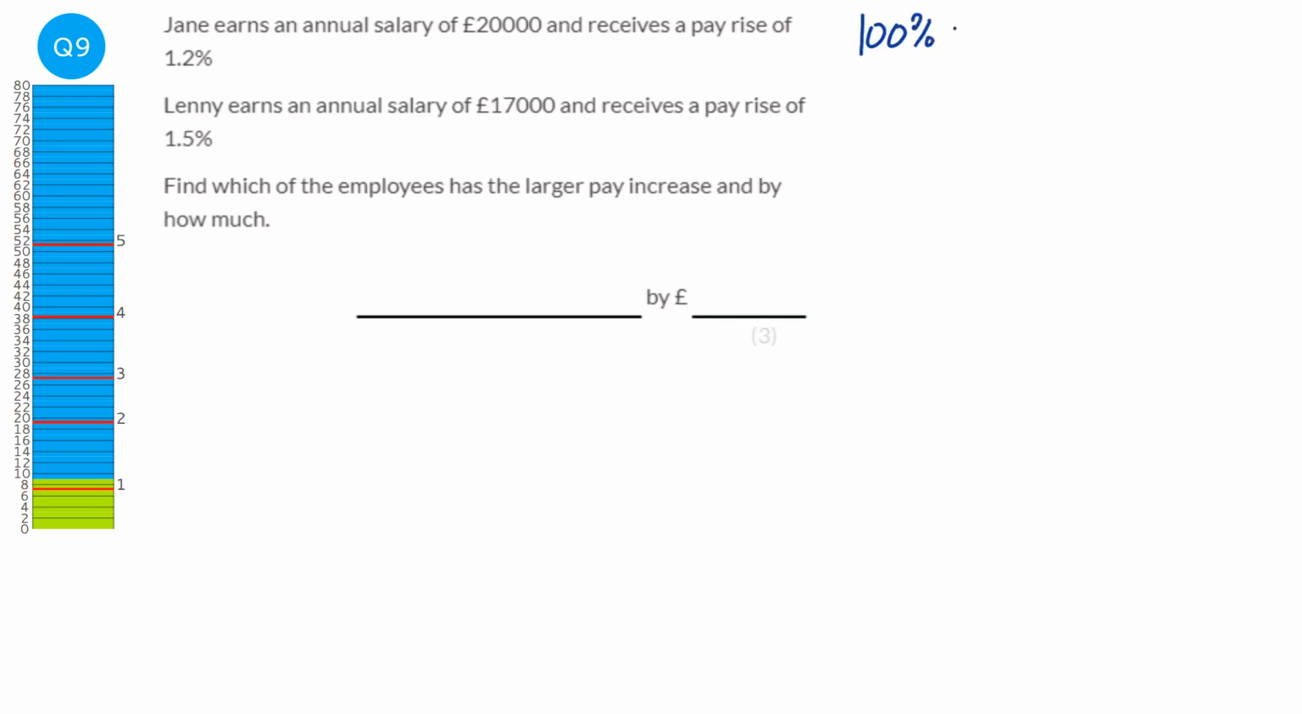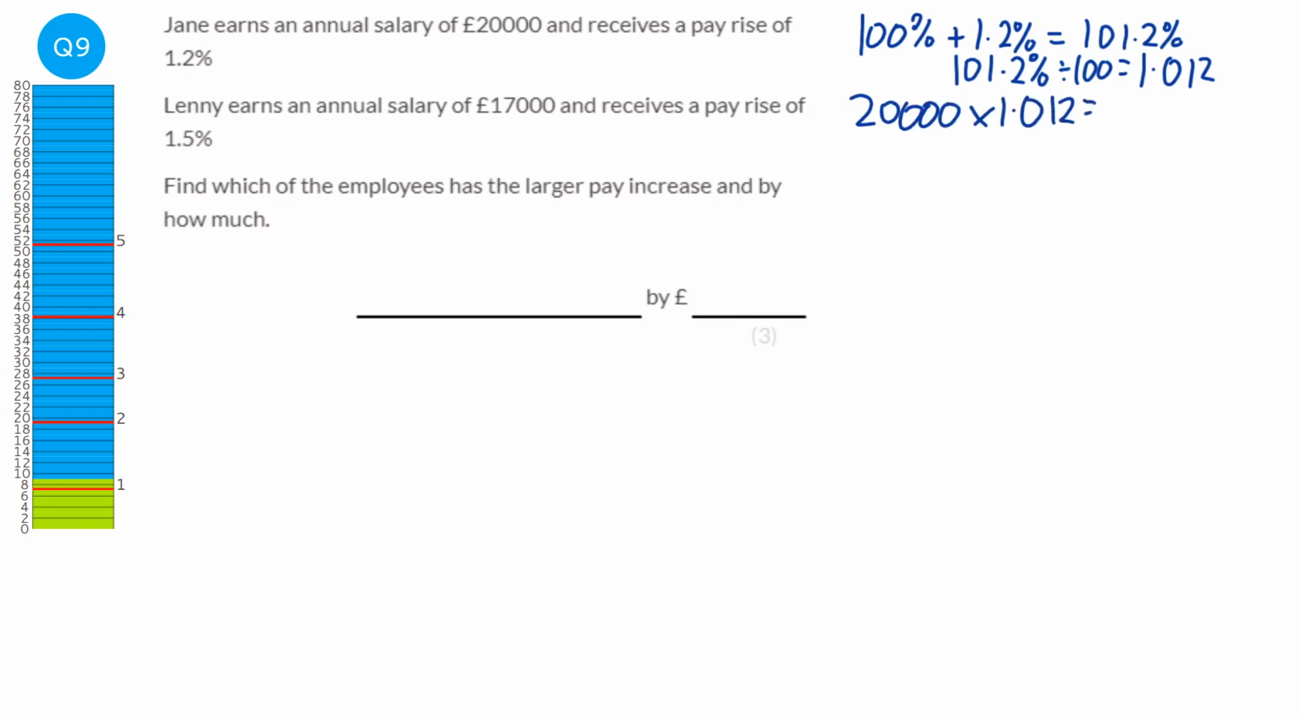Jane has a 1.2% pay rise, so that would be 101.2%, and we divide that by 100 to make it a multiplier. So the multiplier is 1.012, so we take the 20,000 times it by 1.012, and that gives us 240.